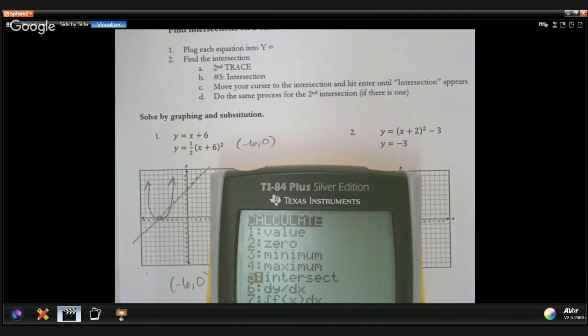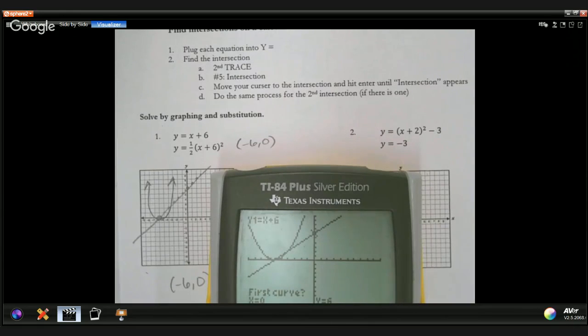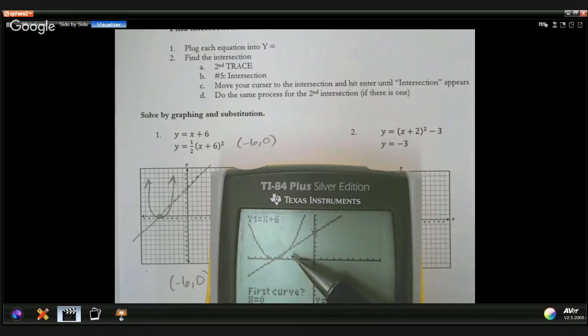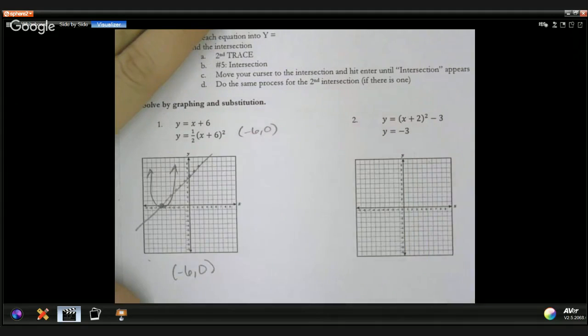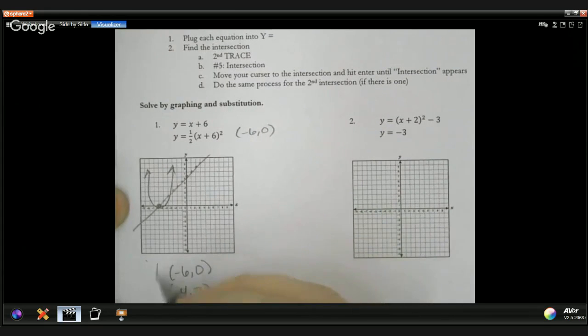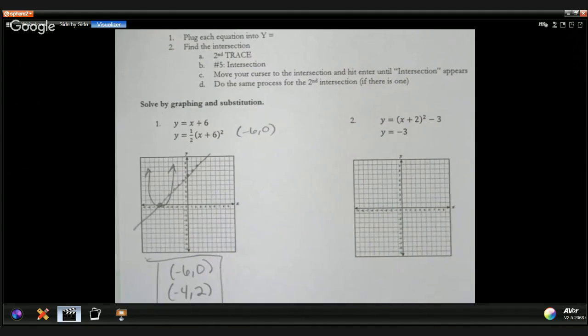You go to number 5, and I need to pick my intersection. I already have this one on the x-axis. I'm looking for this one right there. So I'm going to move my cursor towards there. And when I'm close to that, I'm going to hit enter. And I want it to stay there until I see the word intersection. And so the second intersection is at -4, 2. So the two answers for this graph are -6, 0 and -4, 2.